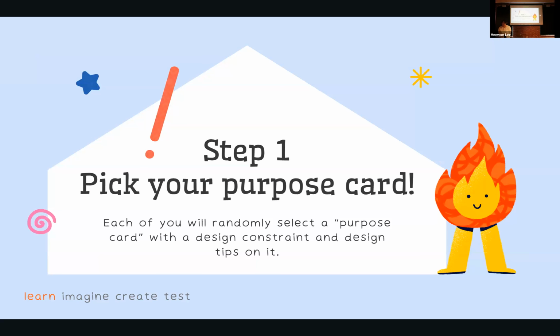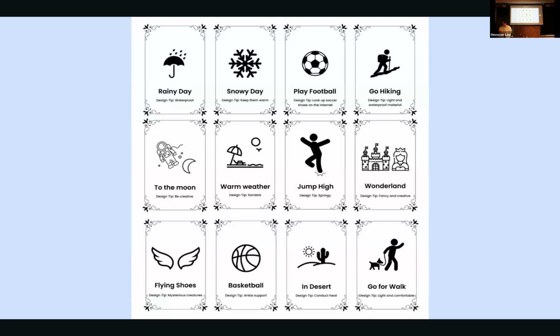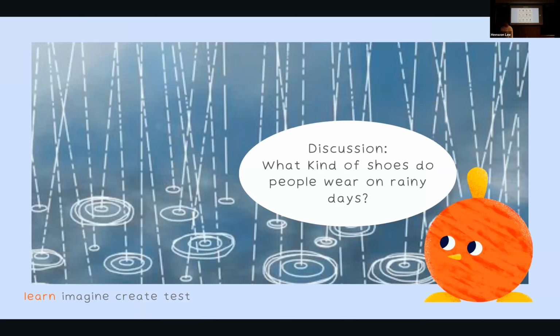So for step 1, they will select their purpose card. And these are the cards that we created. When we were making these cards, we considered both boys and girls. For boys, they have football, basketball, and for girls, they have Wonderland. And we also have a lot of gender neutral cards, such as rainy days, snowy days.